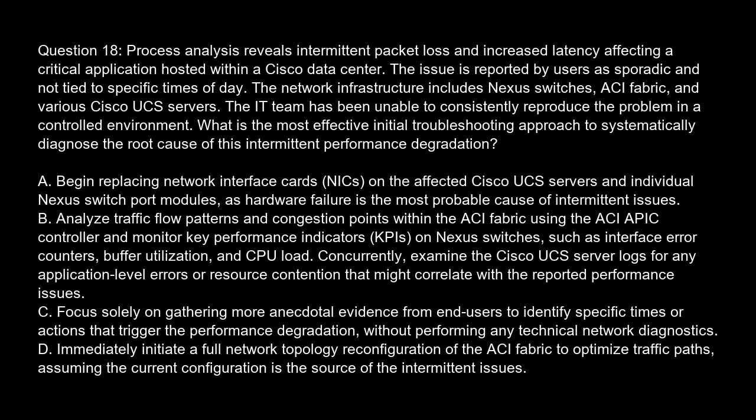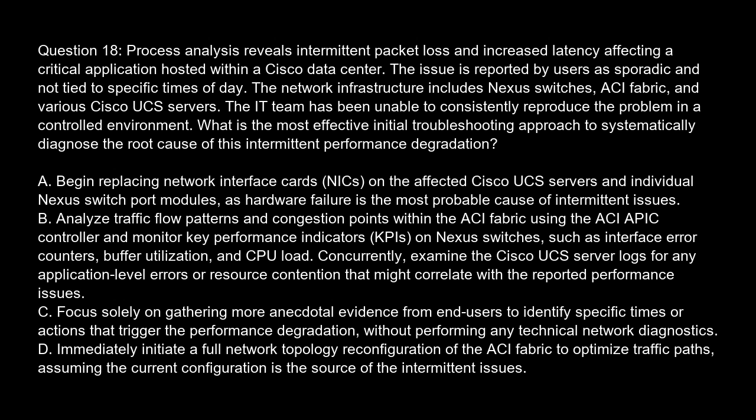Option A. Begin replacing network interface cards, NIC, on the affected Cisco UCS servers and individual Nexus switch port modules, as hardware failure is the most probable cause of intermittent issues. Option B. Analyze traffic flow patterns and congestion points within the ACI fabric using the ACI APIC controller and monitor key performance indicators, KPI, on Nexus switches, such as interface error counters, buffer utilization, and CPU load. Concurrently, examine the Cisco UCS server logs for any application-level errors or resource contention that might correlate with the reported performance issues.